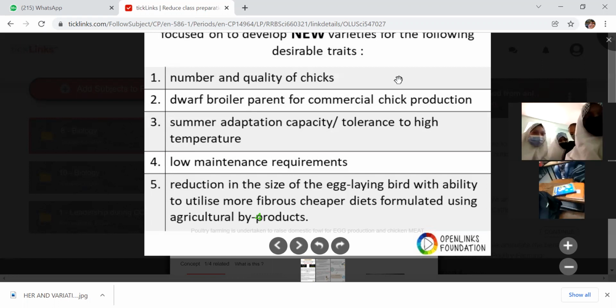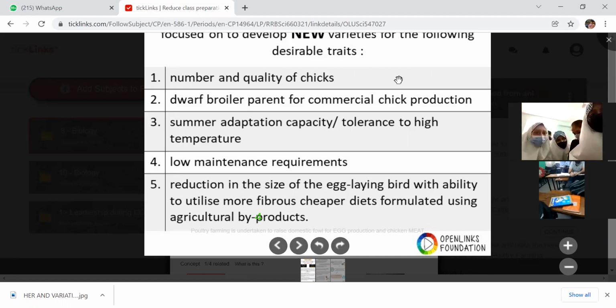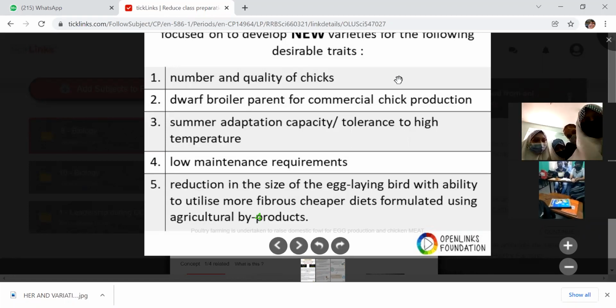So one advantage was that we started getting more chicks and their quality was also good. It was more nutritive. The quality of the chick was good as well as the number was more. What is the next one? Parent for commercial chick products. And this dwarf, the small broiler, was commercial and growing very fast, and it started being used for commercial purposes. So everybody, as per the demand, started getting this chicken meat in the market.